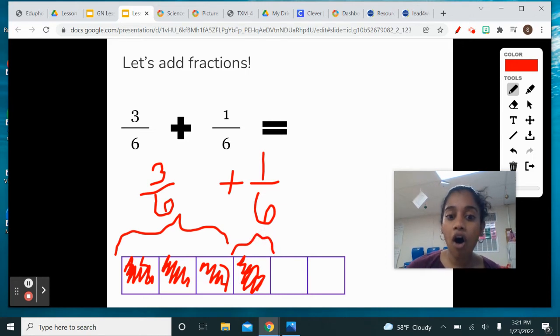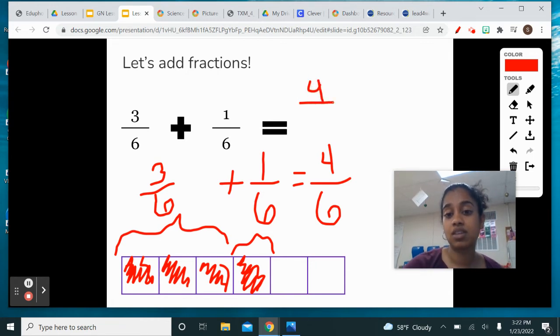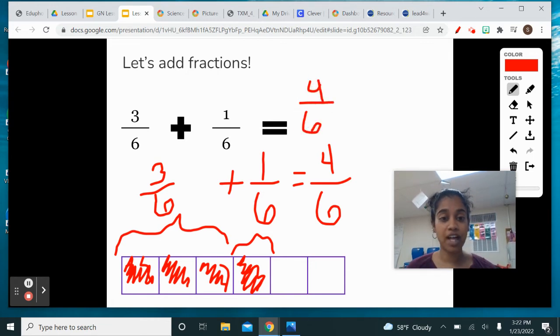So then all together, let's figure out how much we're going to count. Because if we're adding, we got to figure out how much we have all together because we're combining them together. So I have 1, 2, 3, 4 sixths. Right? So that's what we have right there. So I know that 3/6 plus 1/6 equals 4/6. So that's our answer.